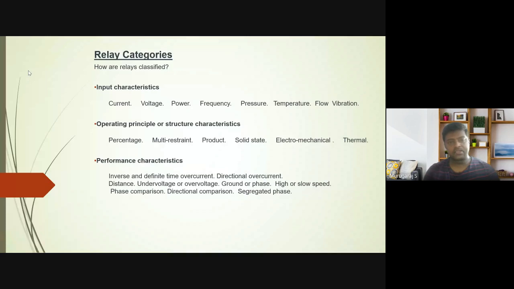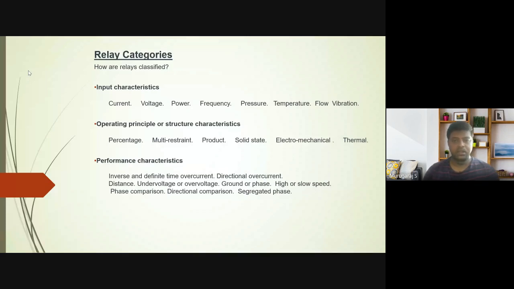And those relays can vary based on various types of inputs. There are relays which are based on current based protection, relays based on voltage based protection, and relays based on different parameters like frequency, pressure, temperature. And every relay operates on some principle. Something will operate on percentage: if some percentage of current is reached, it has to operate. Some operate on the principle of electromechanical, and some relays operate in terms of solid state.